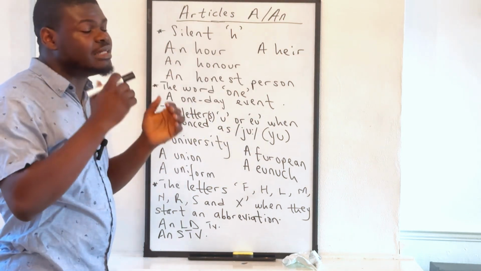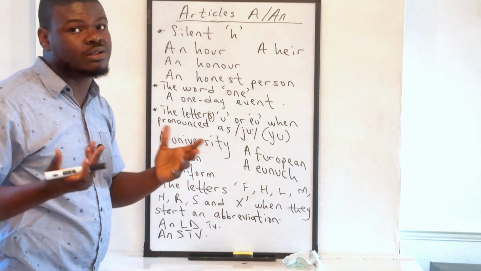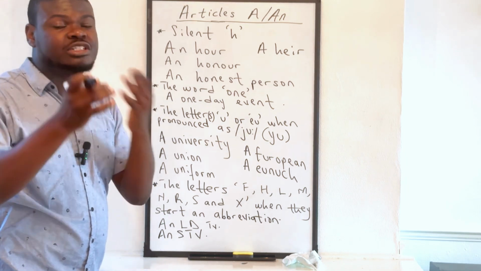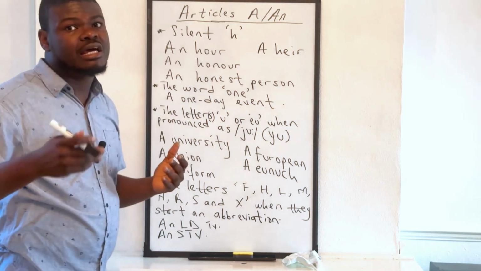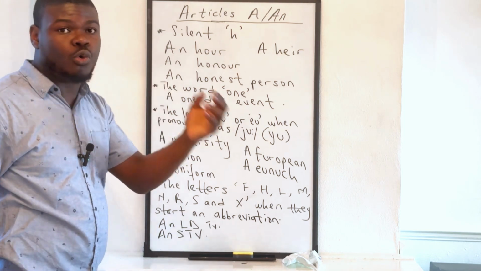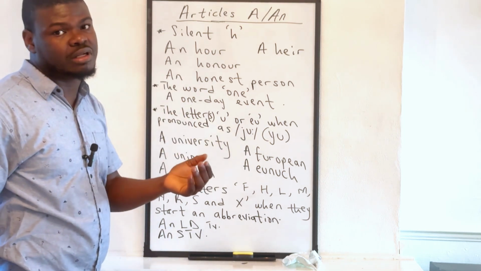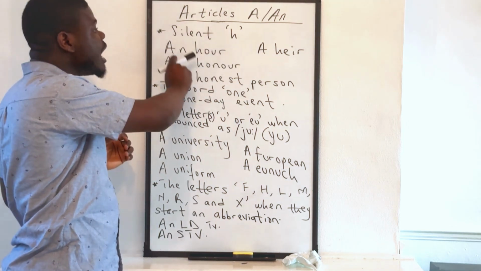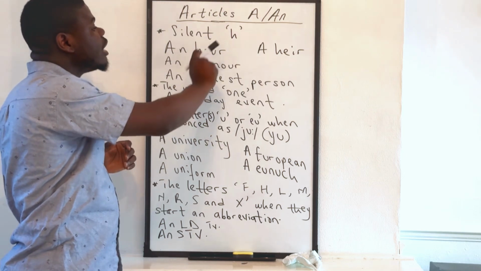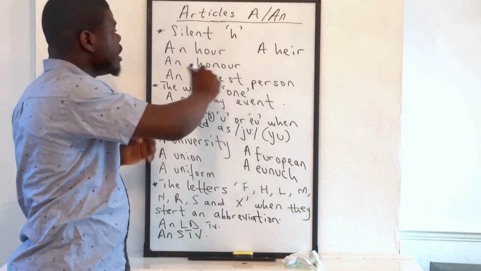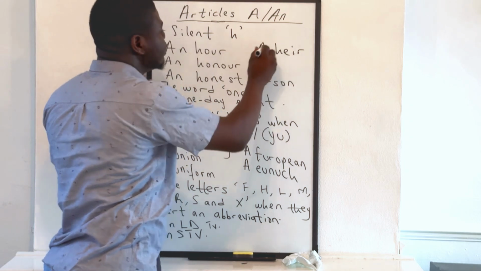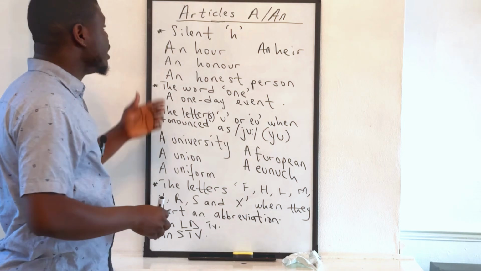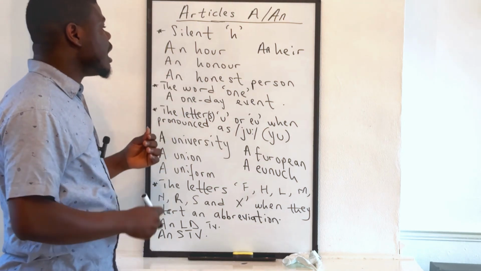Yeah, you see, I didn't add that glottal sound or that glottal effect. I didn't add the H factor, compared to when I said a house, a horse, a husband. Did you see the difference? But this one: an hour, an honor, an honest person, an heir. Yeah, an heir to the throne, an honor, an hour, an honest person.